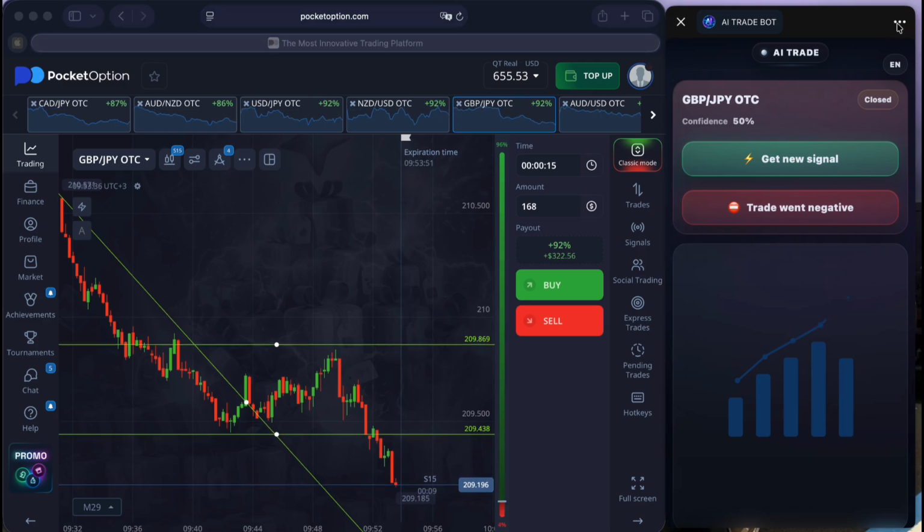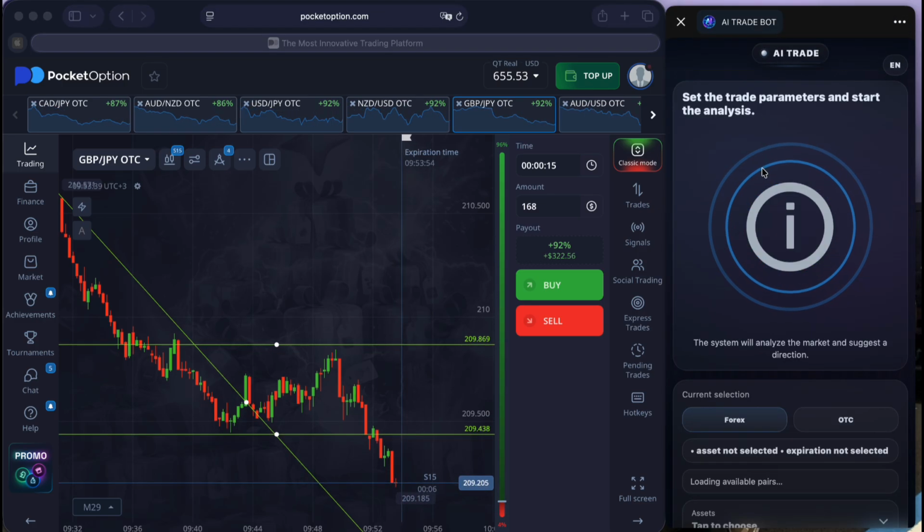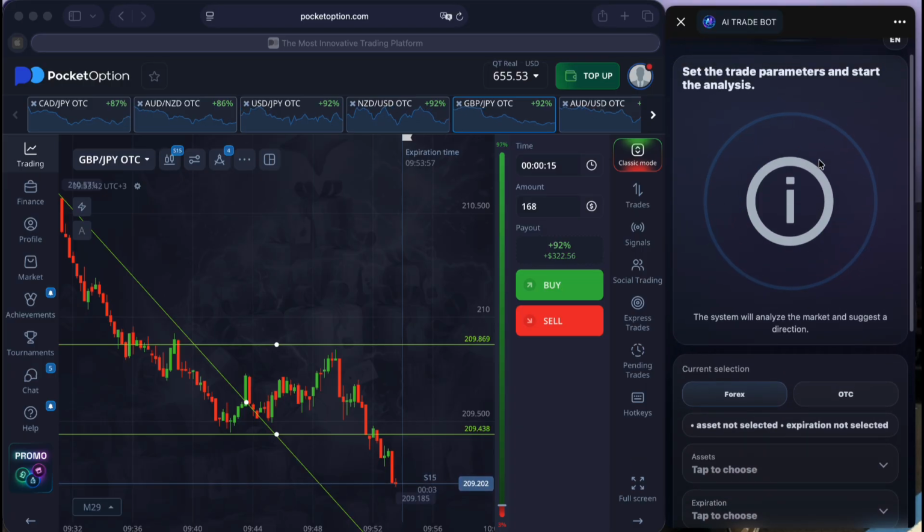All we need to do next is restart this tool in order to pick the next asset on it and switch over to the next currency pair ourselves.